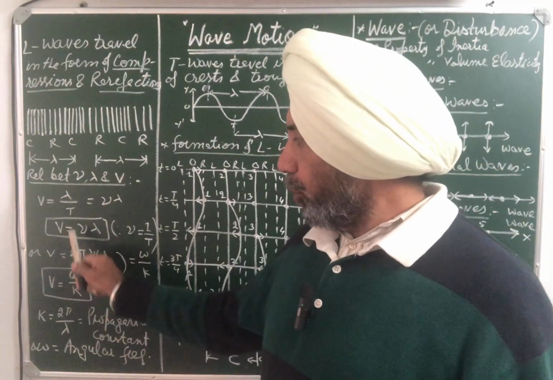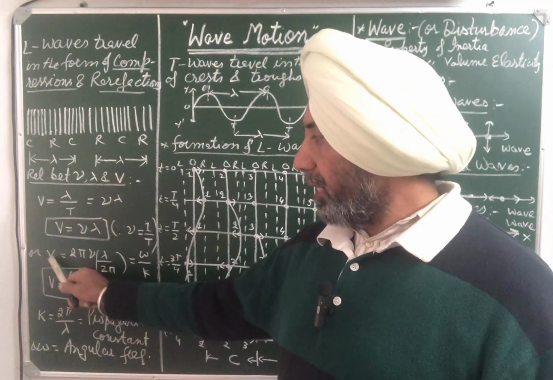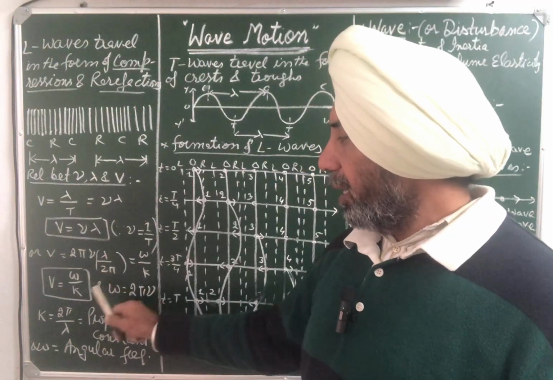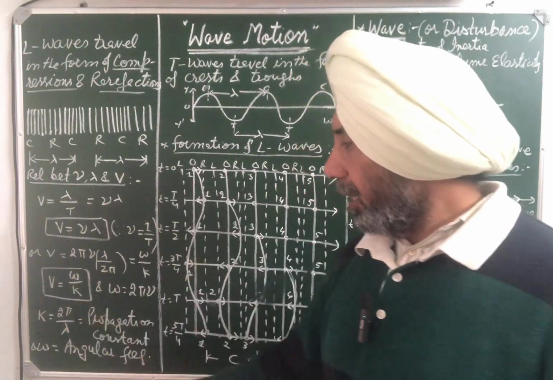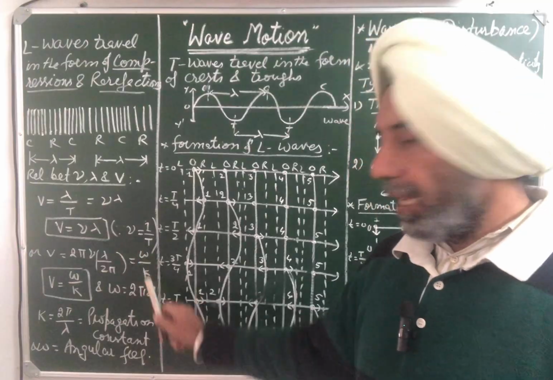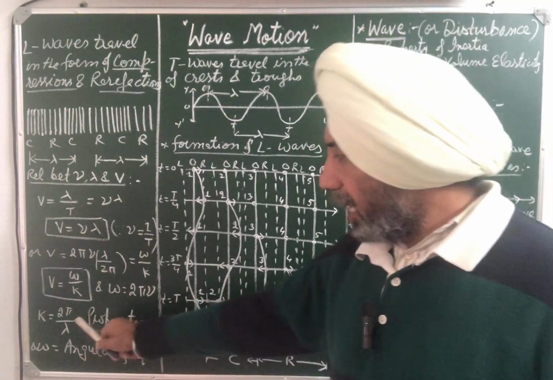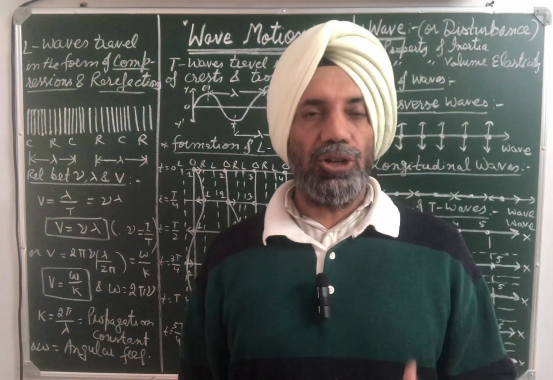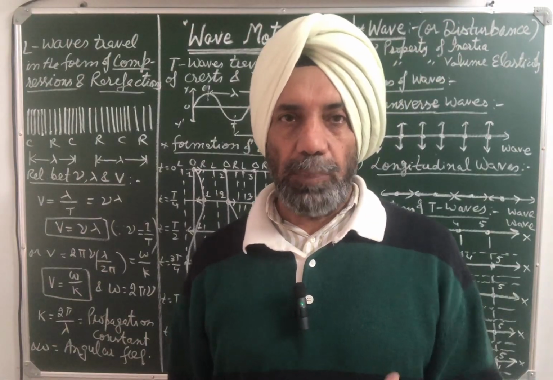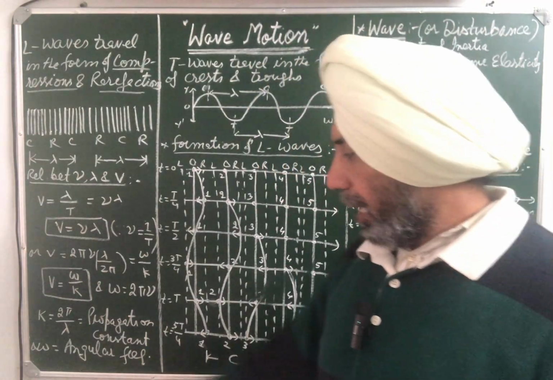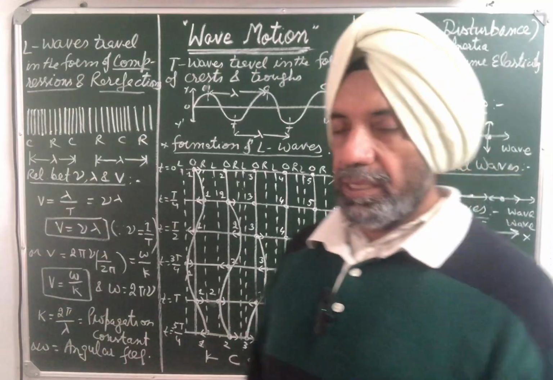And if we multiply and divide by 2 pi, we have v equal to 2 pi nu lambda upon 2 pi, or v is equal to omega upon k. Because 2 pi nu is called omega, the angular frequency, and 2 pi upon lambda is called k, the propagation constant of the wave.